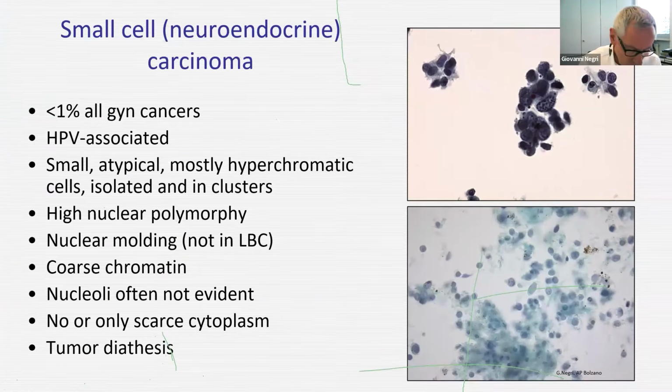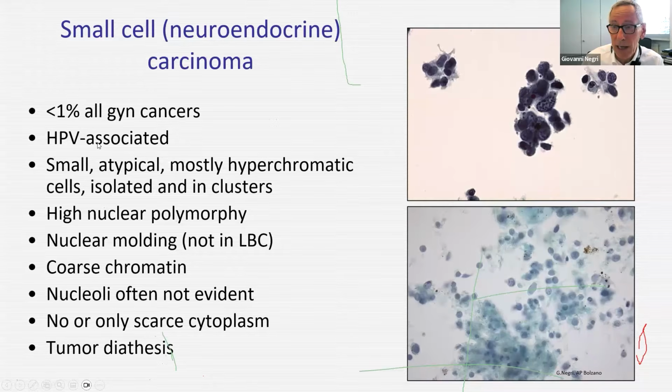Another differential diagnosis that is quite rare actually, is the small cell cancer. So in most cases of cancers, you may have some small cells, but you have, as we have seen, very different sizes of cells. And when you see only small cells with a lack of cytoplasm, probably it's going to be a neuroendocrine cancer. And these cancers are quite rare, making up less than 1% of all gynecologic cancers.